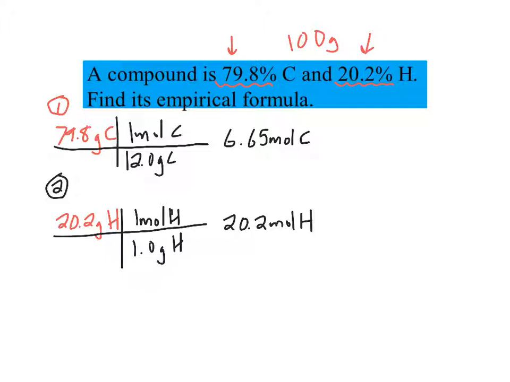Step 2, mass to moles. Next, divide by the smallest. So what does that mean? Well, what that means is I'm going to take whatever moles was the smallest, and I'm going to divide by that number. So in this case, 6.65 is our smallest amount. We're comparing 6.65 to 20.2. Okay, so in this case, I'm going to divide by the smallest.